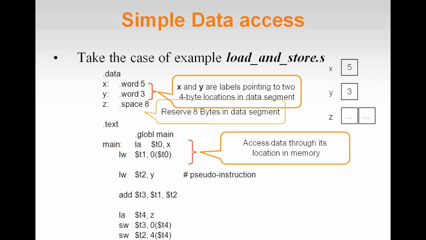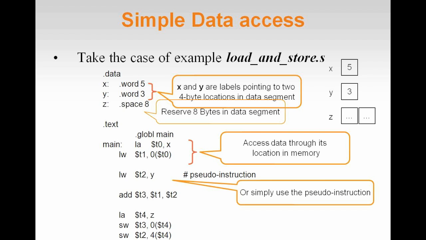Here, the base address of X is loaded into register T0 using the load address instruction, and then the 4 bytes contents of this location are loaded into register T1 using the load word instruction. Or you could simply use the pseudo instruction of this format, which performs both operations implicitly.